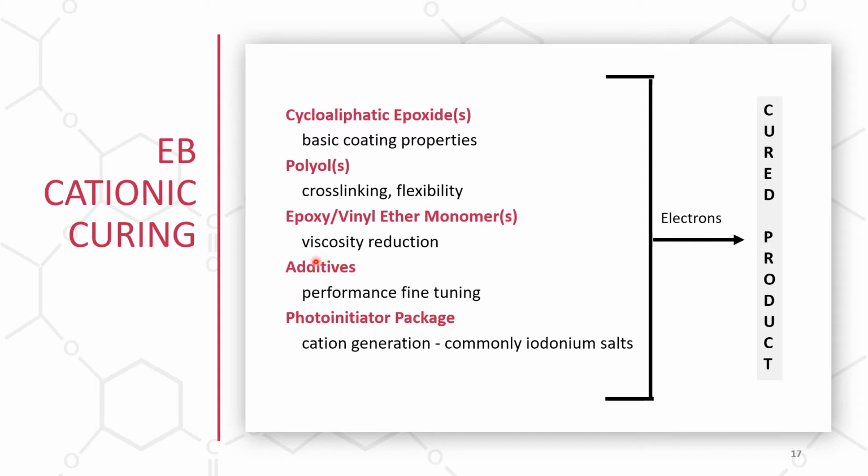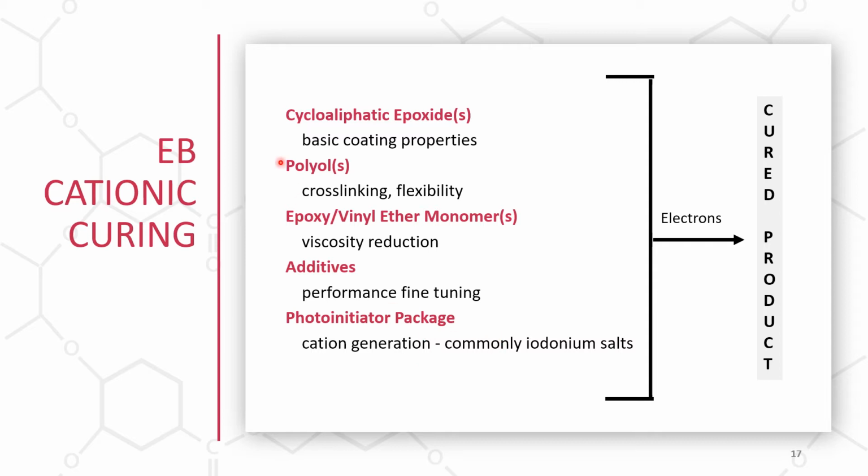You have additives, but unlike free radical electron beam curing, you need a photoinitiator package. These are needed to generate your cations, because just exposure of the epoxide chemistry to electrons will not form cations easily. So you need to generate your cations by using a photoinitiator. And these tend to be iodonium salts.